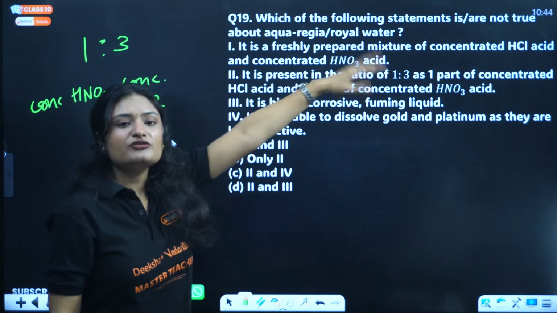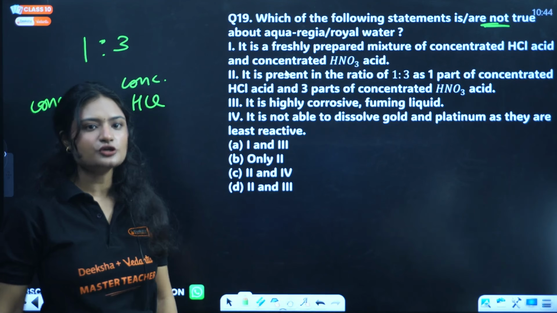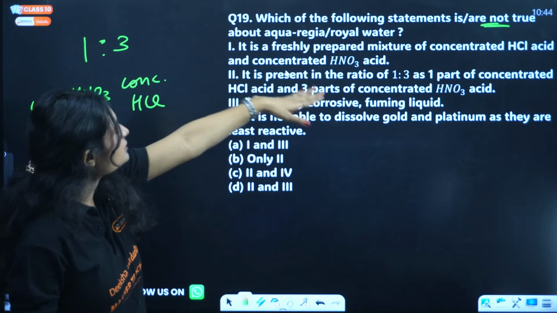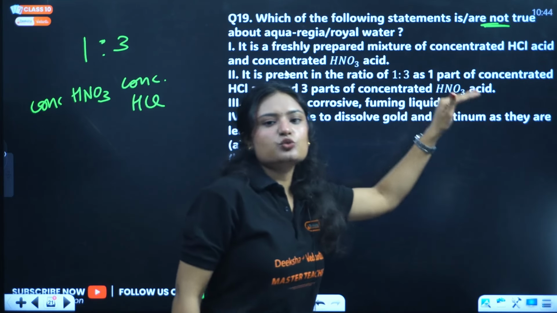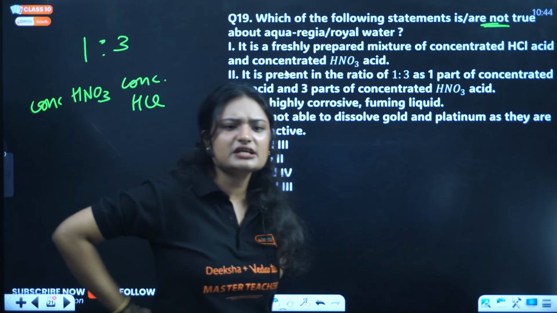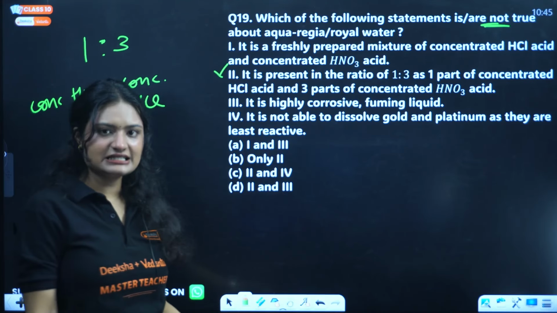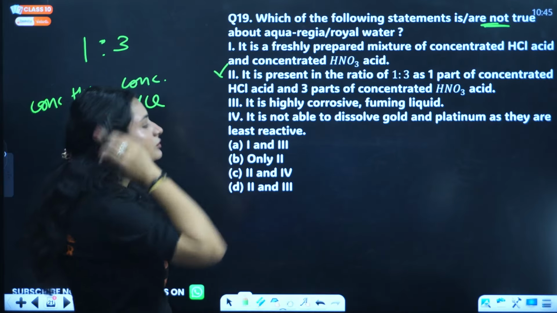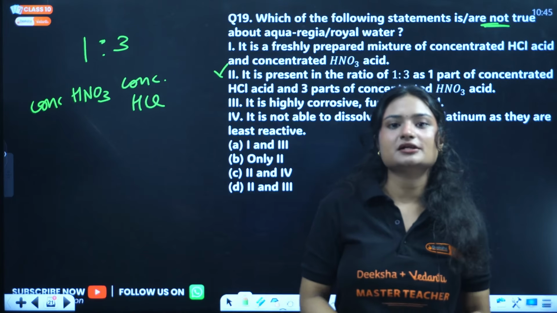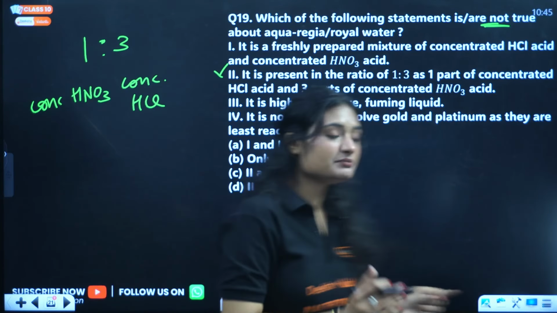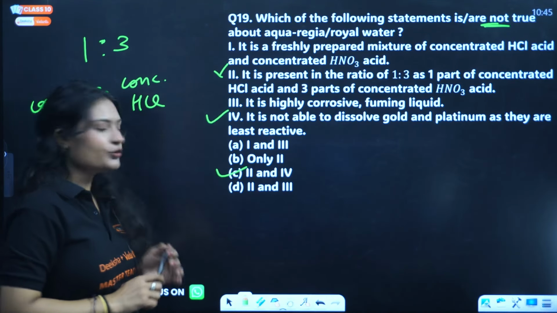So focus on the question. The question says which of the following is not true about aqua regia? Not true. Okay, so it is a freshly prepared solution of concentrated HCl and concentrated HNO3. Yes, it is. It is present in the ratio of 1:3 as part 1 of concentrated HCl and 3 parts of concentrated HNO3. Oh, this is not true. It is highly corrosive and fuming. Yes, it is. It is not able to dissolve gold and platinum as they are least reactive. The purpose of making this aqua regia is to dissolve gold and platinum because they are not reactive at all. So that means your correct answer will be option number C, 2 and 4.